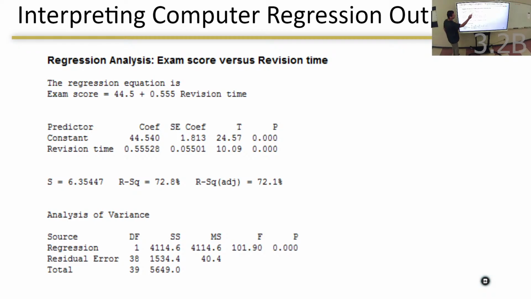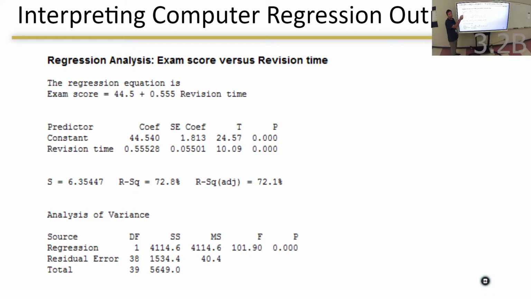The regression equation is exam score equals 44.5 plus 555 times revision time. So now I know which one the X is, and I know which one the Y is, and guess what they didn't put on the Y? My hat. Okay? So when they ask for the equation of the line, make sure you put the hat on it. Okay with that? Good? All right, so they gave me the equation of the line right there.